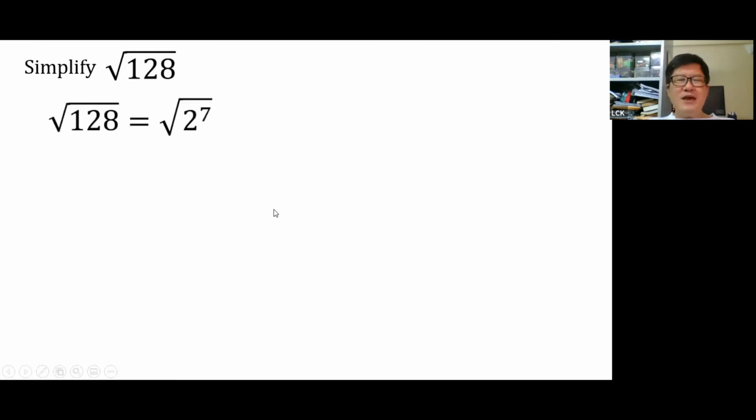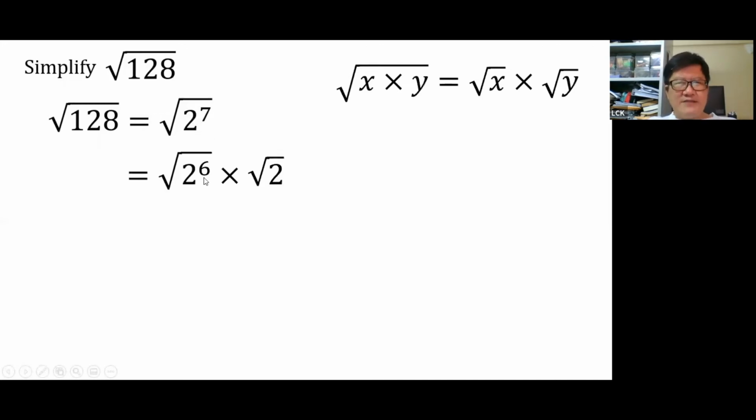Simplify the square root of 128. So 128, if you remember from last week, is 2 to the power of 7. It's one of those things I ask you to just memorize. 64 is 2 to the power of 6, 128 is 2 to the power of 7, 256 is 2 to the power of 8, 512 is 2 to the power of 9, and 1024 is 2 to the power of 10. So here you've got 128, that's 2 to the power of 7, and you break this into 2 to the power of 6 times 2 to the power of 1.